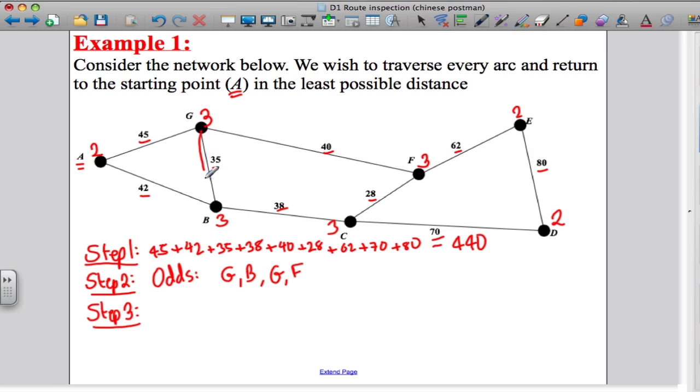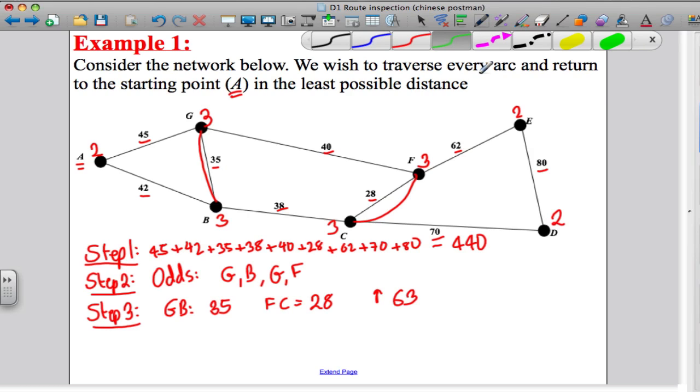We could create the path, we could ask him to double back on himself so he does GB. So if he takes GB, would be 35 extra on top of the graph, he would have to take FC as well, which would be 28. If you add those two things together, you get an extra total of 63 added to the graph if he has to retrace those particular ones.